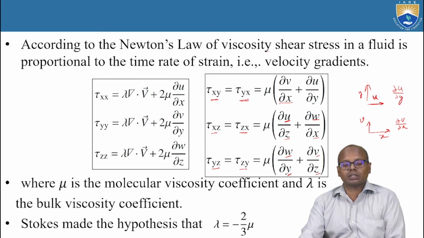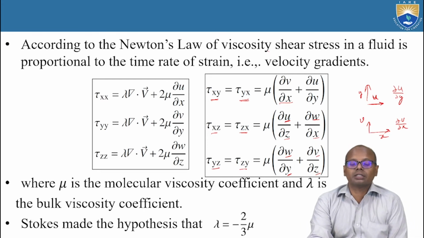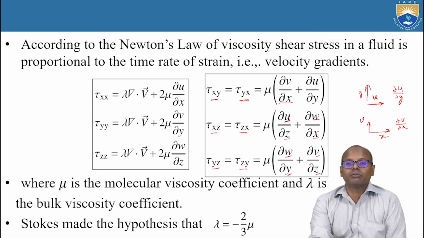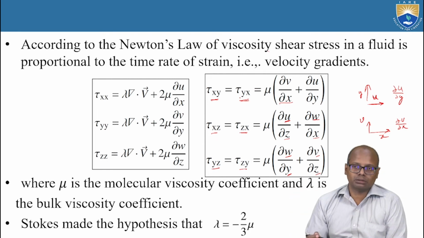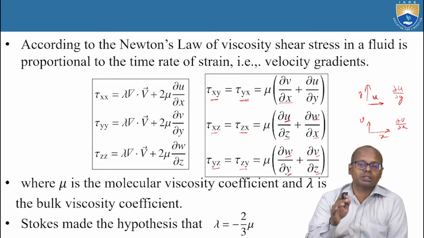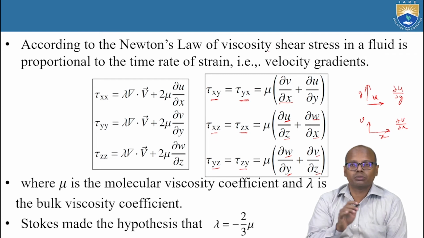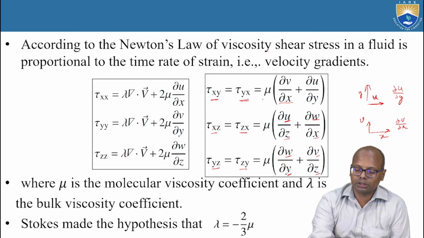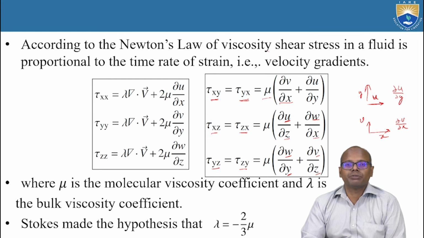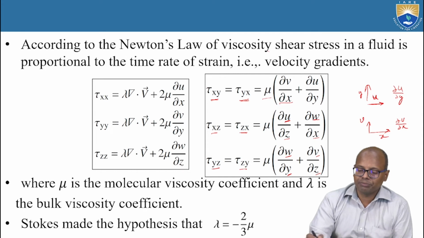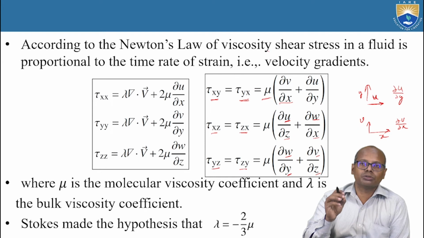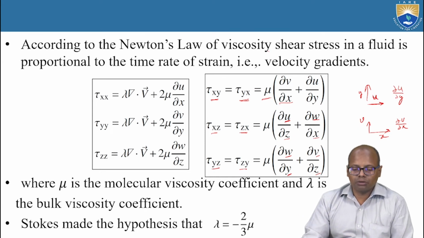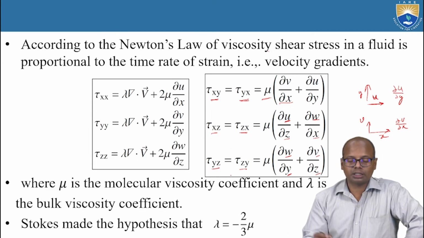So what Newton's law states is that the shear stress is proportional to the velocity gradient. Now we said proportional, so there must be a constant of proportionality to make it equal. The constant of proportionality is mu. It is called the dynamic viscosity. It is the constant of proportionality for Newton's law of viscosity. Now this is about the shear stresses.